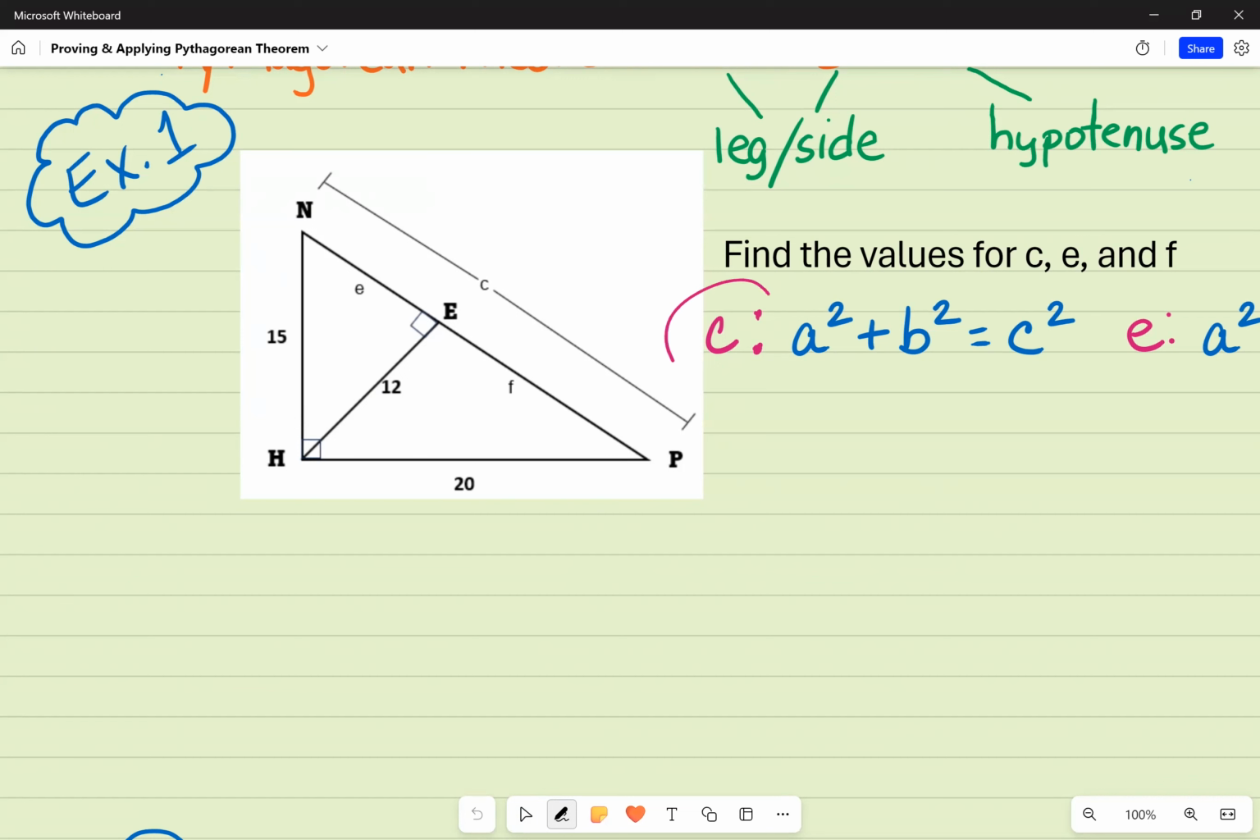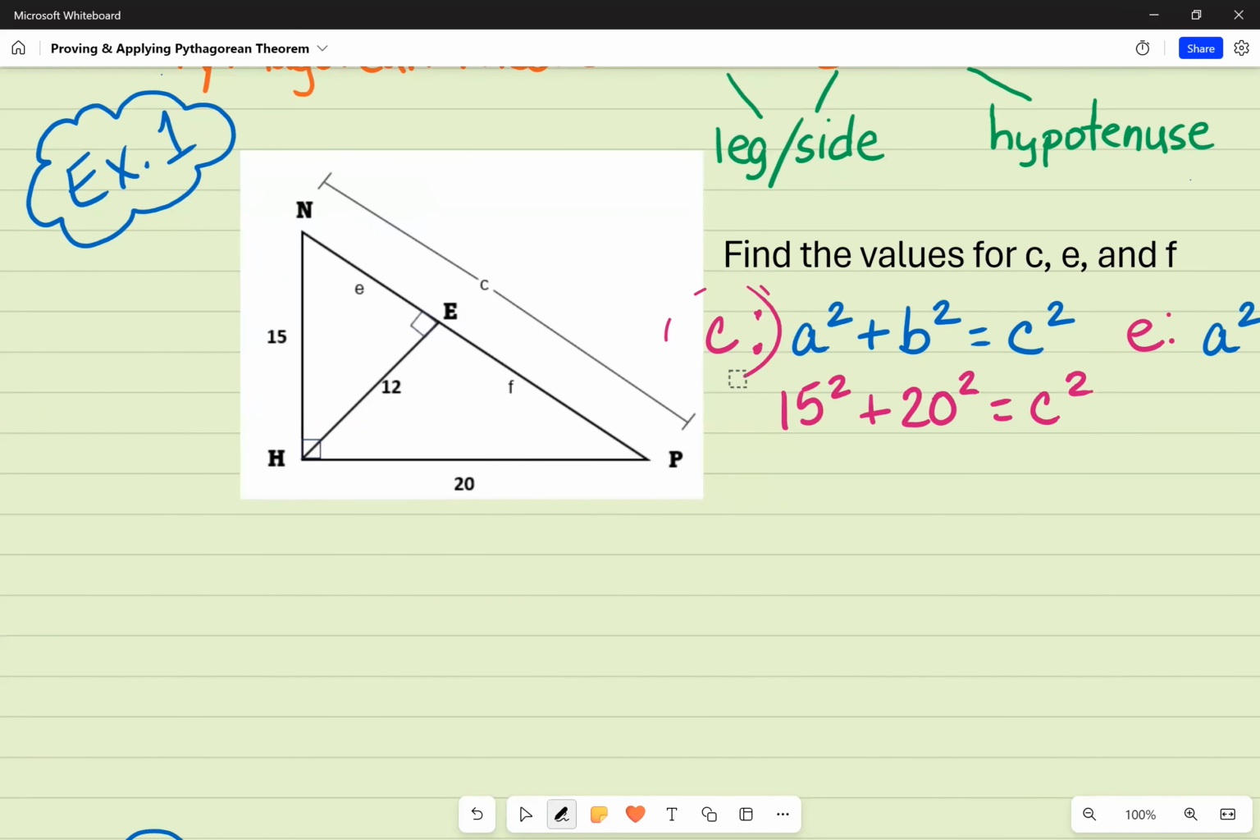So if we're trying to find c, c is going to be this long side. So I'm looking at the big triangle, and I notice that my right angle is where h is located. So what I'm going to do is look directly across from it. And when I do that, I see, oh, c is my actual hypotenuse. So I'm going to use the other information for my legs. I have a 15 and I have a 20. 15 squared plus 20 squared is going to equal c squared.